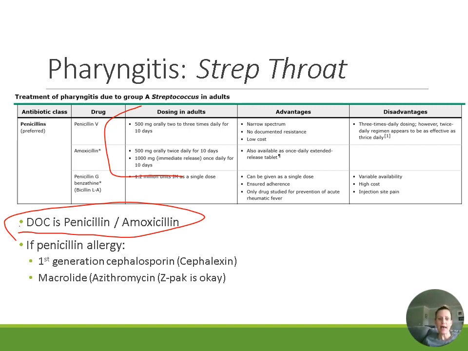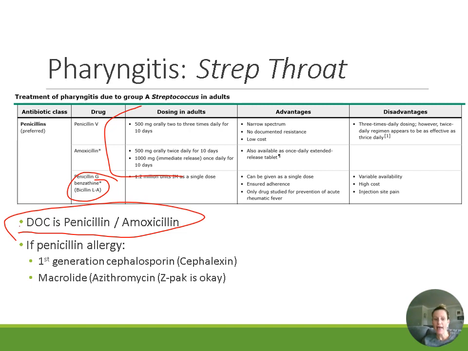At the bottom here, this is Pen-G. Pen-G is the intramuscular, the injectable penicillin. This is usable if it's available. It just tends to be more expensive and it's not available everywhere. And it's a shot, so some patients don't like getting shots. But the nice thing about penicillin G is it's just one dose. Just intramuscularly, one dose, and then they're done.